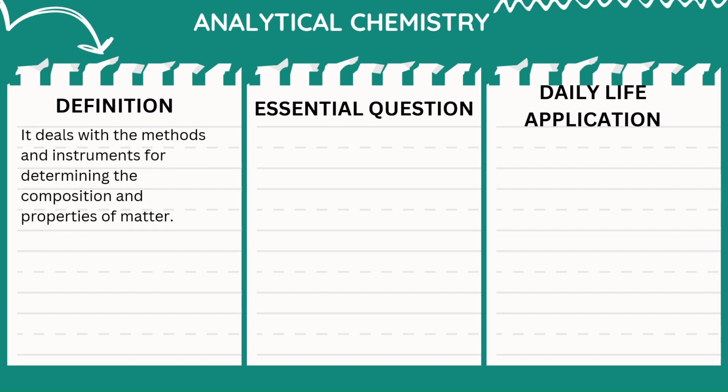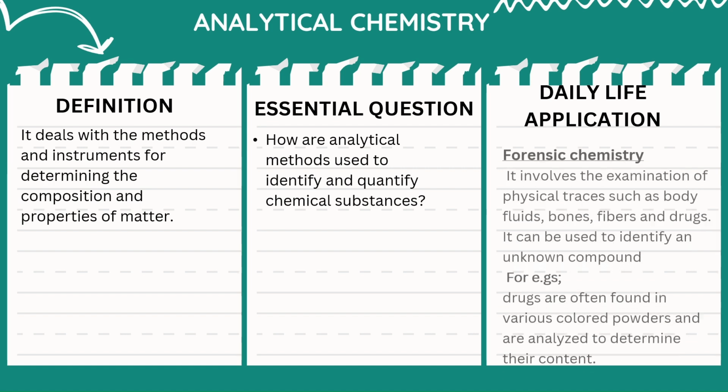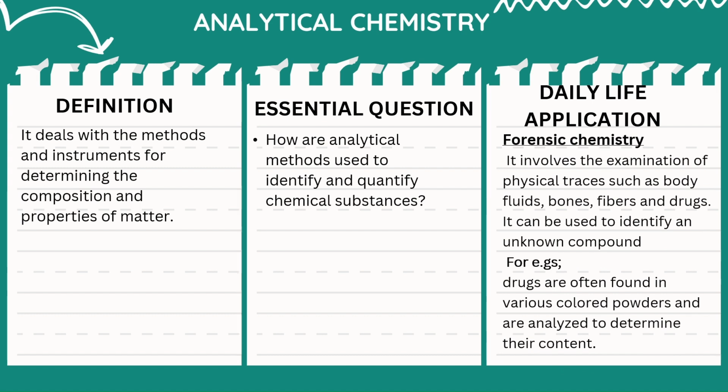The definition says that it deals with methods and instruments for determining the composition and properties of matter. So, first they find out the composition, meaning the components of a compound, and then they analyze their properties. The essential question of analytical chemistry is: how are analytical methods used to identify and quantify chemical substances? This question pretty much sums up the entire field, covering everything you should study in analytical chemistry. Next, we have the daily life application of analytical chemistry.